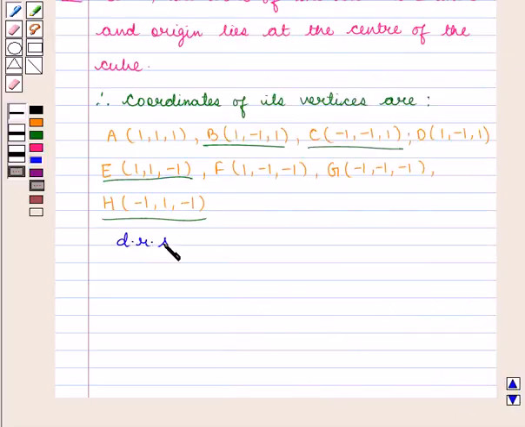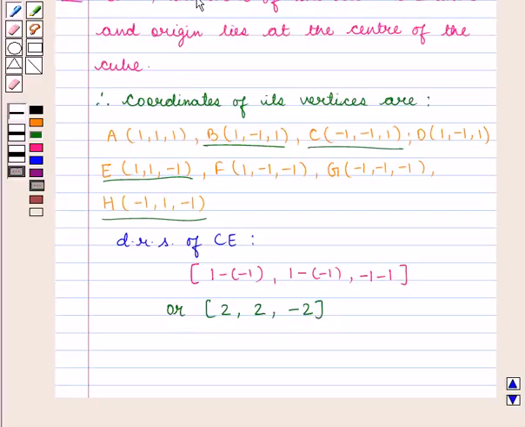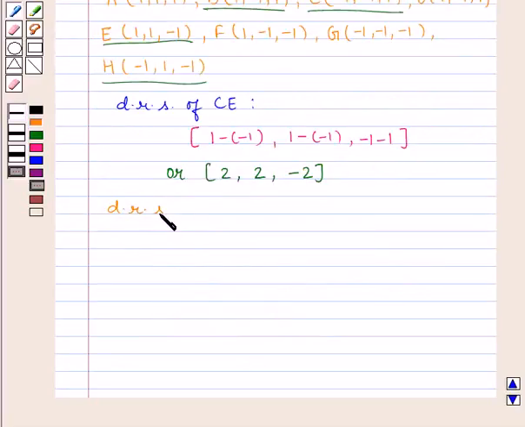direction ratios of diagonal CE are given by x2 minus x1, that is 1 minus of minus 1, y2 minus y1, that is 1 minus of minus 1, z2 minus z1, that is minus 1 minus 1, which can be written as 2, 2, minus 2. Similarly, direction ratios of diagonal BH are given by x2 minus x1, that is minus 1 minus 1, y2 minus y1, that is 1 minus of minus 1, z2 minus z1, that is minus 1 minus 1, which can be written as minus 2, 2, minus 2.